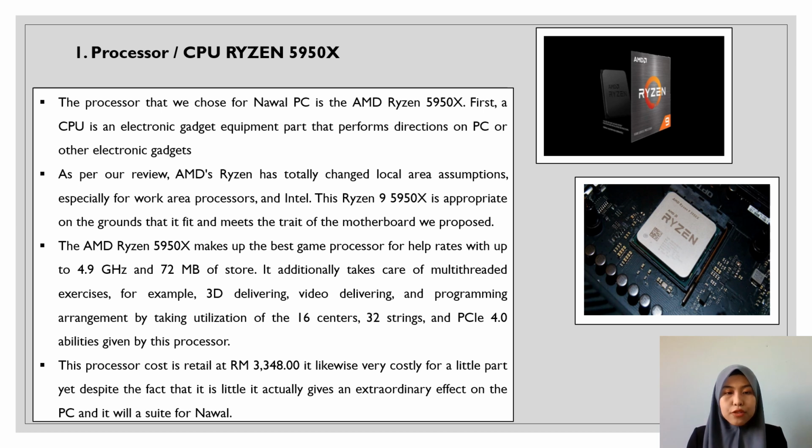The AMD Ryzen 5950X makes up the best gaming processor for fitness rates with up to 4.9 GHz and 72 MB of cache. It also takes care of multi-threaded work, for example, 3D rendering, video rendering, and programming compilation by taking advantage of the 16 cores, 32 threads, and PCIe 4.0 capabilities given by this processor. This processor cost is retailed at 3,348 ringgit Malaysia.